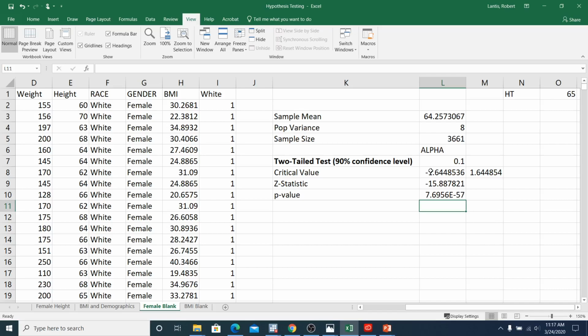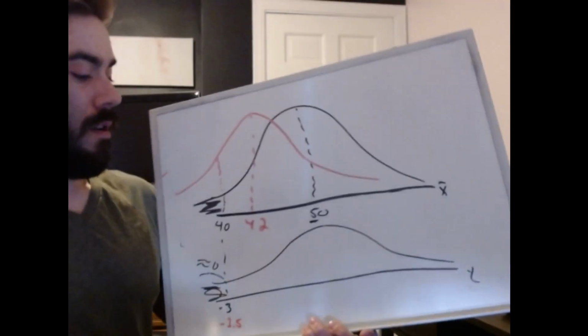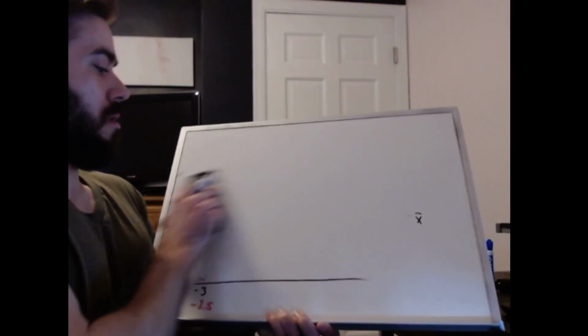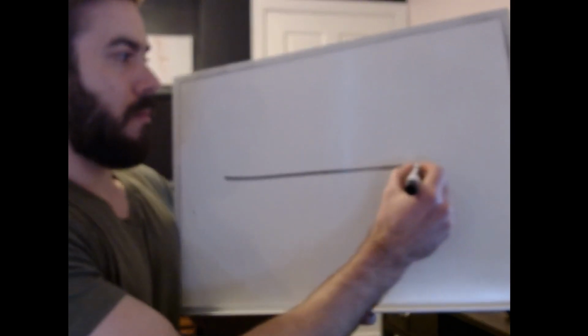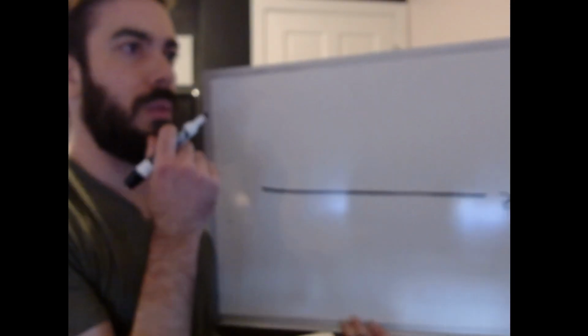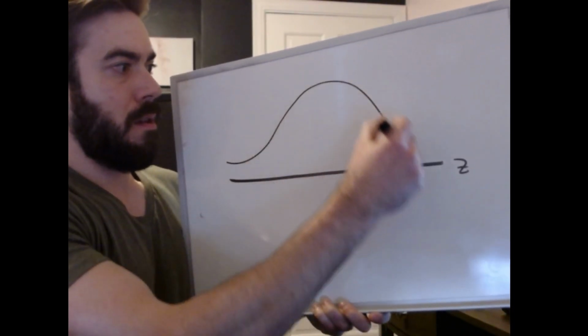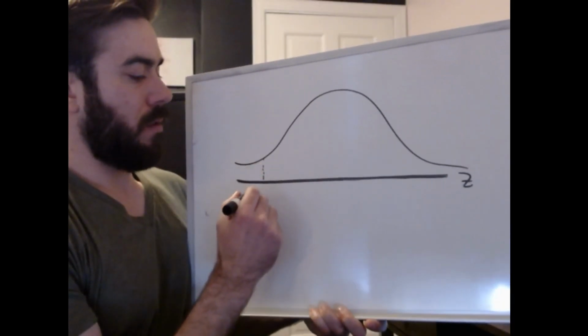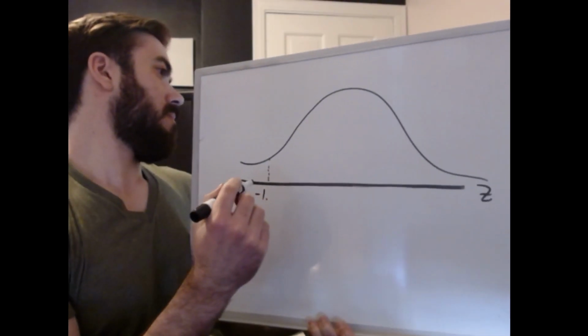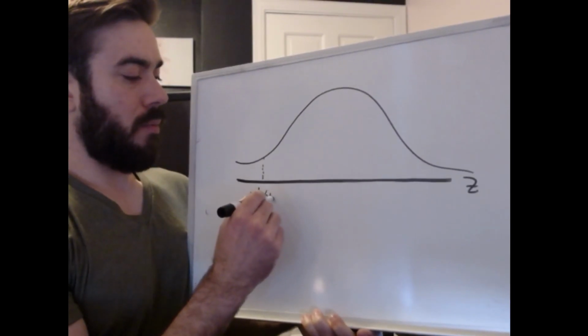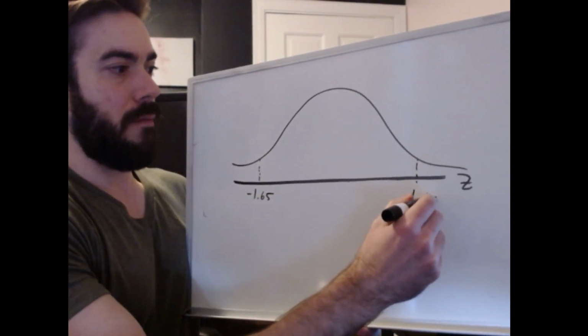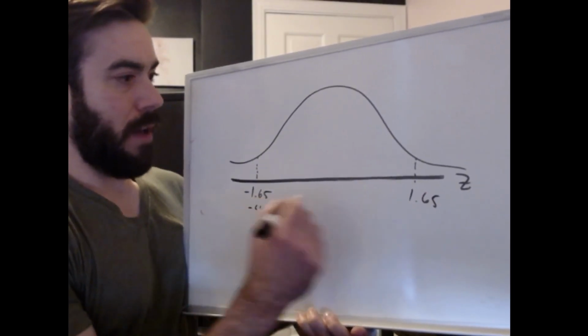So, let me try to draw this one out. There we go. We'll get rid of what we had up here before. Really what we found there was, we're dealing with the standard normal distribution. Let me see if I can get this to autofocus a little better. There we go. We found the critical values were approximately negative 1.65 and positive 1.65. Those are my critical values.